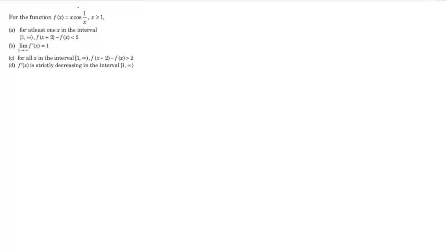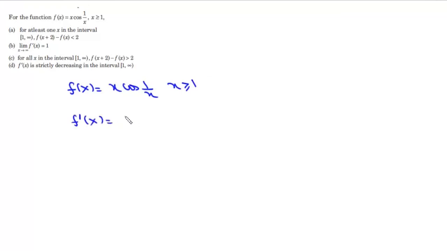Now here the question is, we are given this function f(x), which is x cos(1/x) when x is greater than or equal to 1. Now which of the following options is or are correct? Now first we will find f dash x.